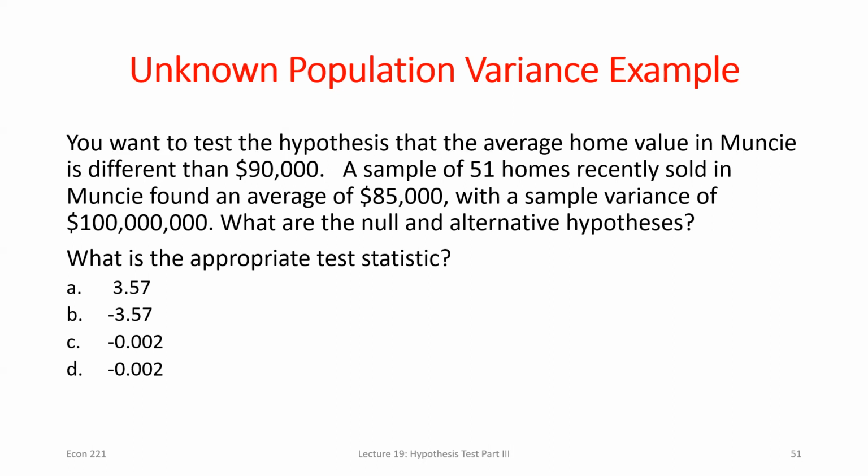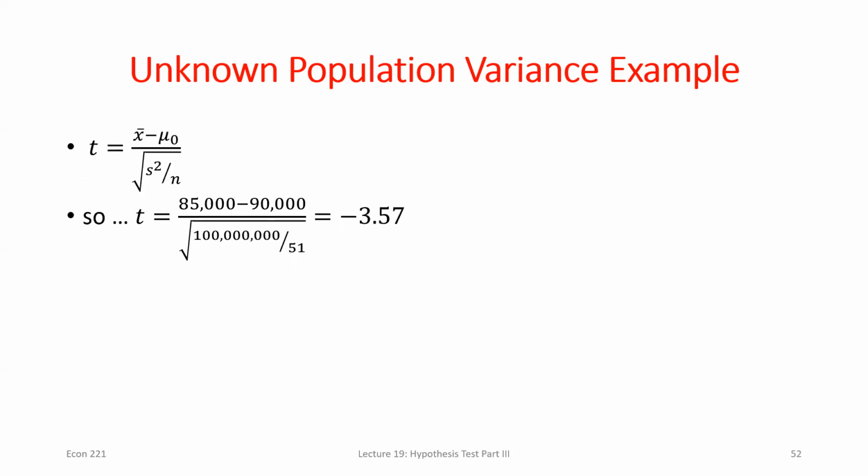So I need to turn this in. It's just a matter of plugging my values in here. All right, so I go back to that old test statistic equation. I plug in that sample mean of 85,000, the assumed true value, which comes from the null hypothesis, which we said was 90,000, with the alternative being different than 90,000. 100,000 is my sample variance. My sample size is 51.